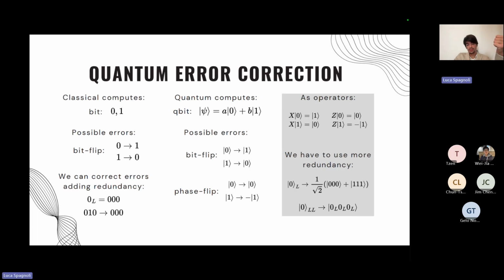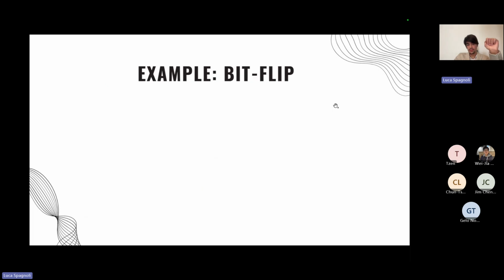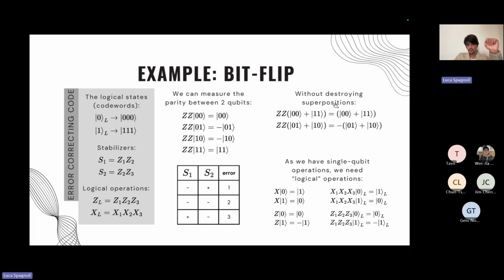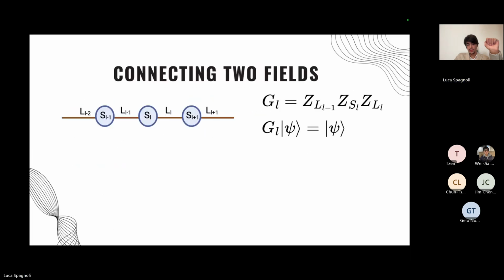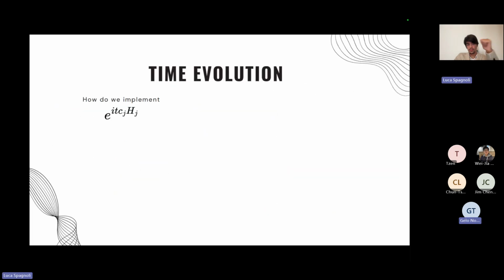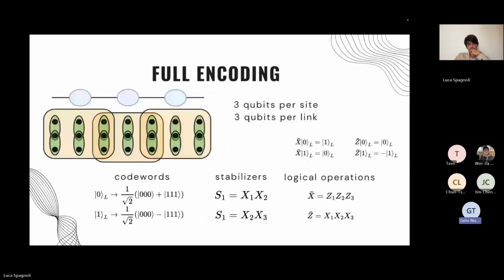I'm explaining myself. I think it's easy if you can write it out. I don't know how to write. I guess you're not using a tablet or something, right? No. Here I have an example for our system of the full encoding.